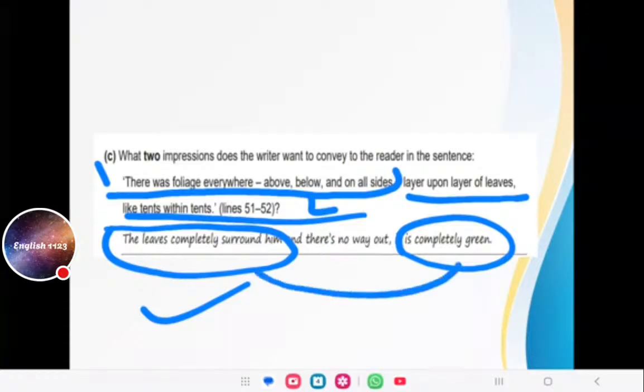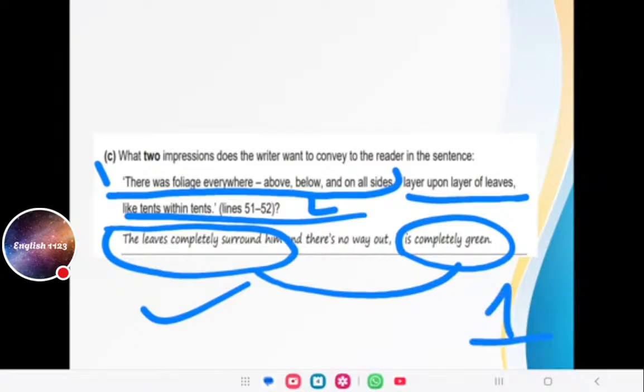First impression: the leaves completely surround him, it's completely green. That is one impression. Anything that you write about the greenery will be considered one impression, because you have already written that the leaves completely surround him. Foliage means green, so it's completely green. That is one impression, whether you have written this sentence here or earlier. So you are going to get 1 mark for this.